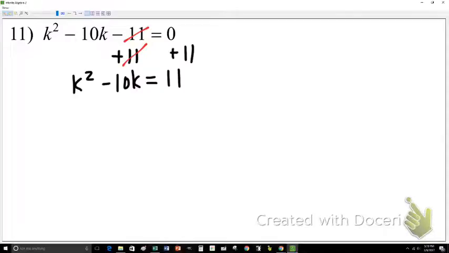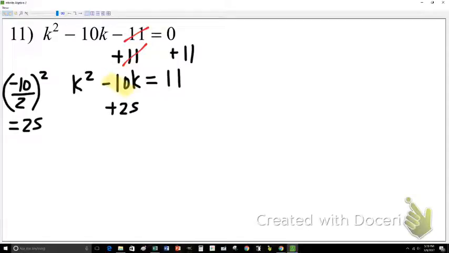And now we're ready to complete the square on the left-hand side here. So we'll take that number that's in front of the variable there, the negative 10. To complete the square, you always take it, divide it by 2, and square it. Negative 10 divided by 2 is negative 5, and negative 5 squared is 25. So we're going to add that number to both sides of our equation.